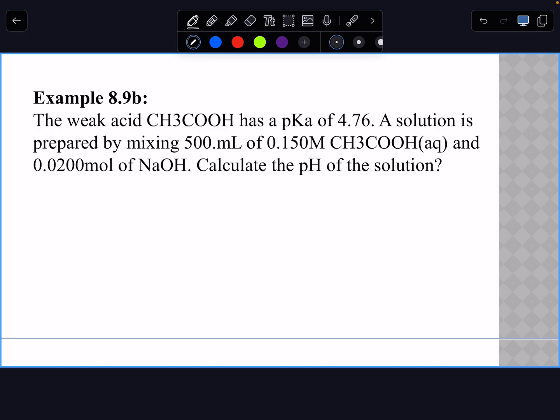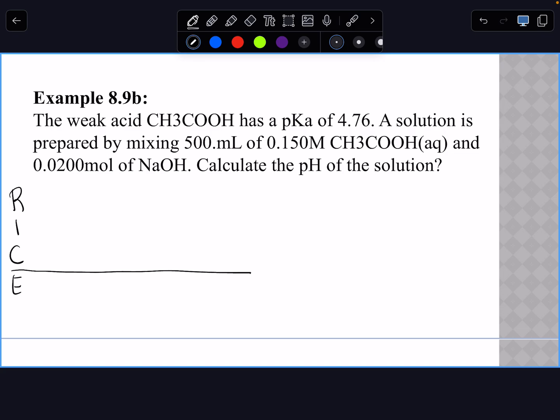Sorry, plus log of B over A. But the difference is the amounts of A minus and HA aren't as straightforward, because these two things are going to react with each other. So we're given starting amounts, but we need ending amounts. So RICE, yep. I literally did the same exact thing.